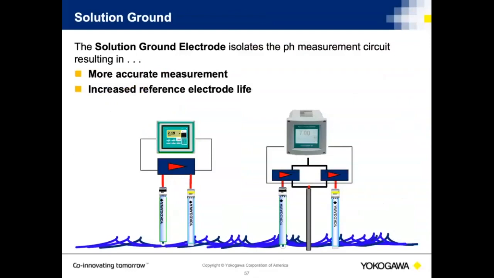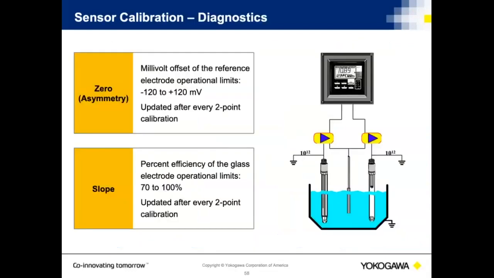Solution ground. Solution ground does a number of different things for me. It gives me the ability to do some very significant diagnostics as well as a more accurate measurement because I'm not dealing with stray currents. It gives me the ability to measure the asymmetry of the reference electrode and the slope of the measuring electrode.